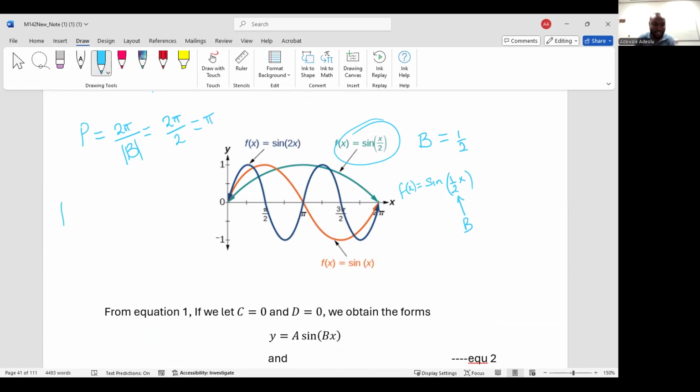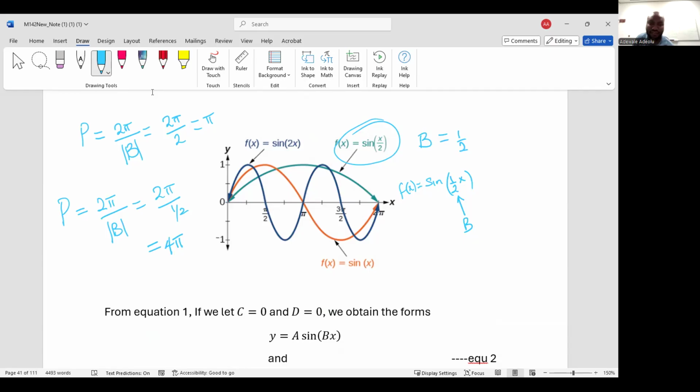Now, again, let us see. Our P is related to B by 2 pi over the absolute value of B. Now, B is 1/2, and if you do the arithmetic, we have 4 pi. Meaning that our period is now 4 pi for that function. And what that means is that it will complete one rotation in 4 pi. Instead of 2 pi, it will take 4 pi.